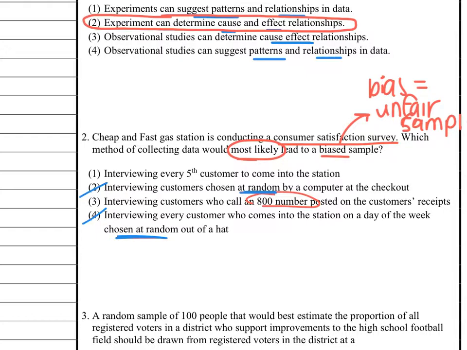And then the one that says interviewing every 5th customer, that's a systematic sample. And so we're going to actually get rid of that too, because if you are systematically sampling people, then you are reducing your bias. The last and final option is the people that are calling an 800 number. First off, it's posted on the customer's receipt. So if a customer does not look at their receipt, they're probably not going to call the 800 number. And then people that call an 800 number are the people that are either super happy with their customer service or super frustrated or upset by the customer service. So this would be only really strong opinions.